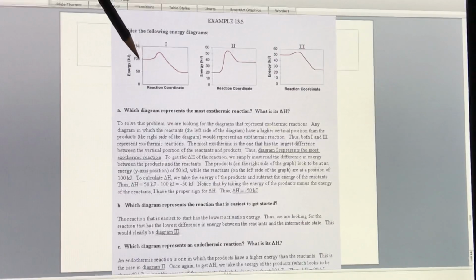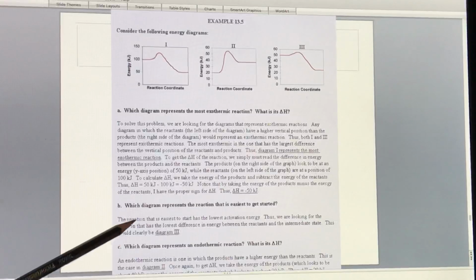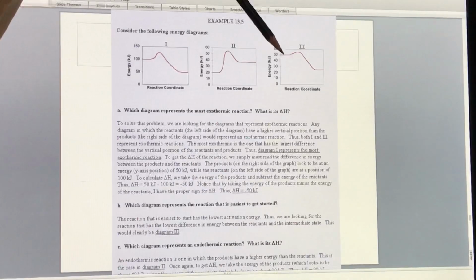So in this one, it's going from 100 down to 50. So our delta H would be negative 50. And this one's just going from 50 to 25. So I'd say number 1 wins on this one. It's got a bigger delta H of negative 50, and that's the answer here. It says which represents the reaction that's easiest to get started. So that would have the lowest activation energy, and that would be this one here.